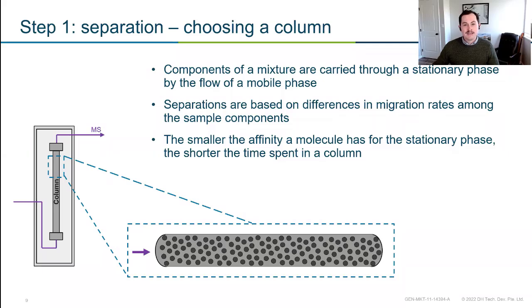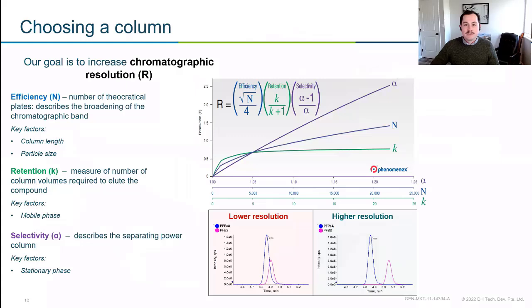But how our analytes interact with that stationary phase is going to depend a little bit. And it depends on a few factors. So here I have an equation for chromatographic resolution. And in the bottom, in the red box, we have a lower resolution image, and in the blue box, we have a higher resolution image. So what we're trying to do is separate our peaks.